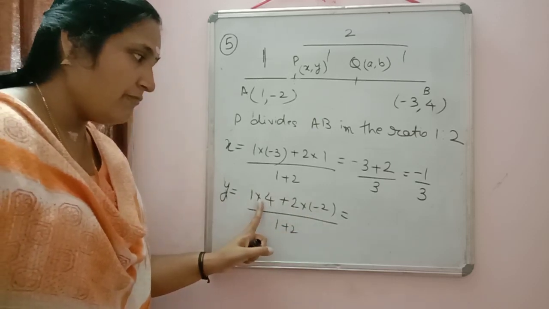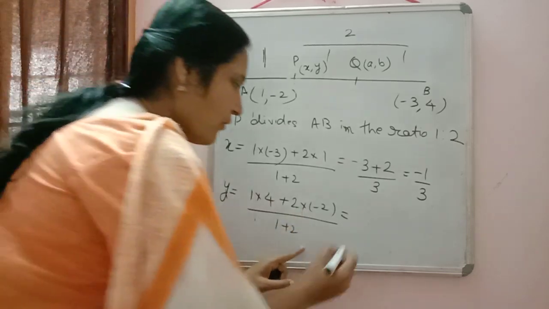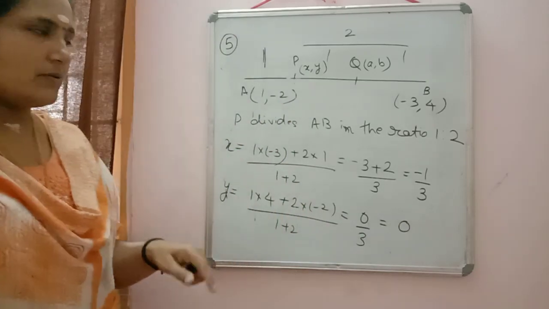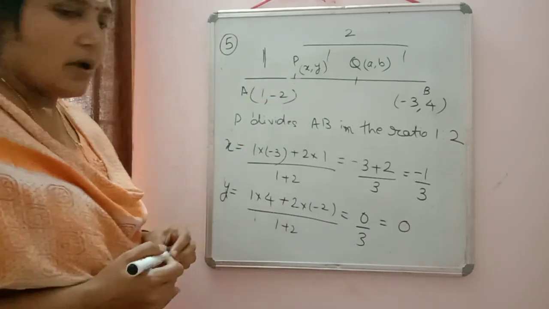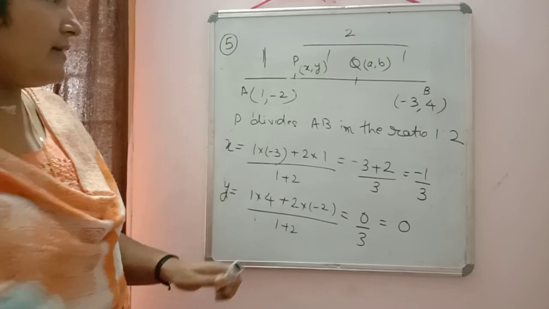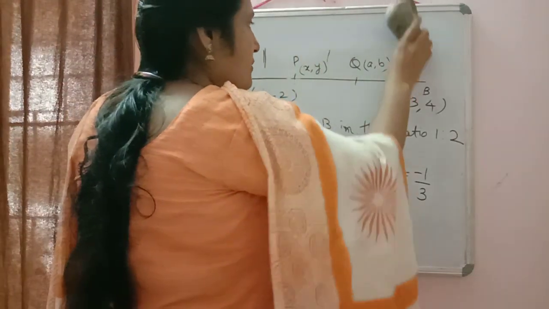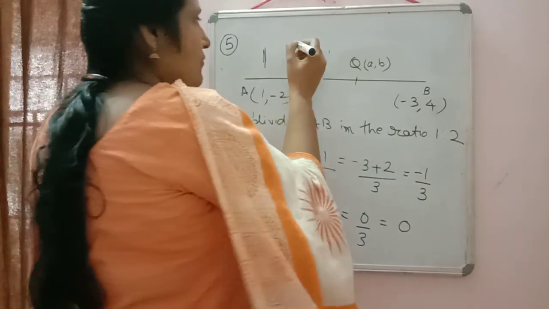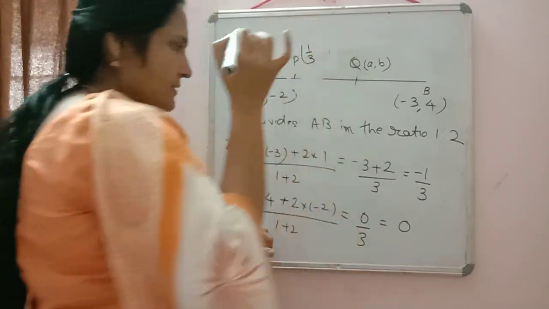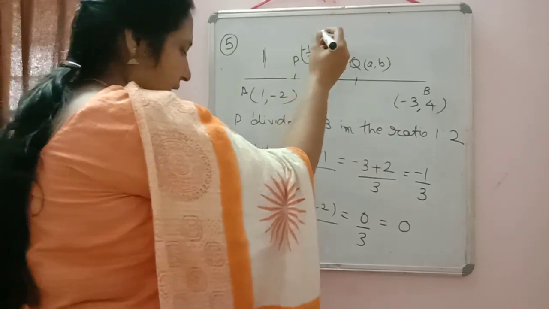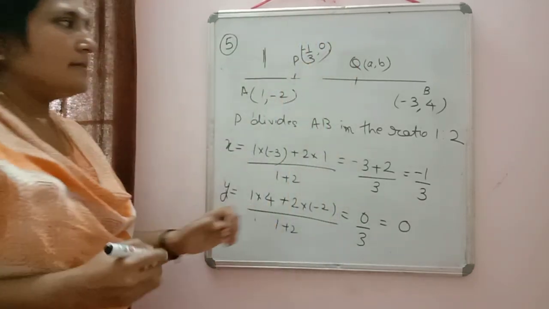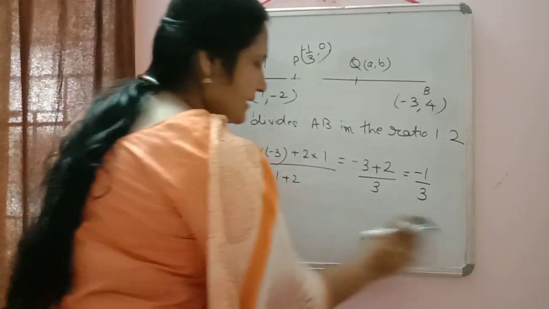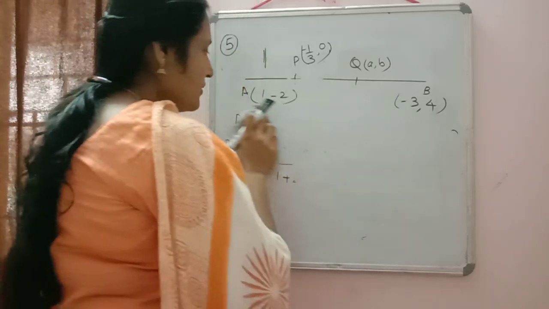So what we are getting here is 4 minus 4, 0 by 3, which will be equal to 0. So we got the x coordinate and y coordinate of P. I am writing the answer here only, so it will be easy for us to calculate the coordinate of Q. We got the x coordinate of P as -1 by 3 and the y coordinate is 0. Now we want the x coordinate and y coordinate of Q also.